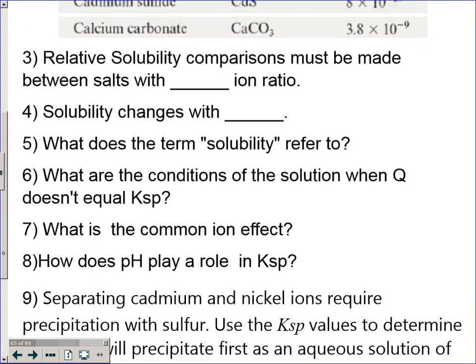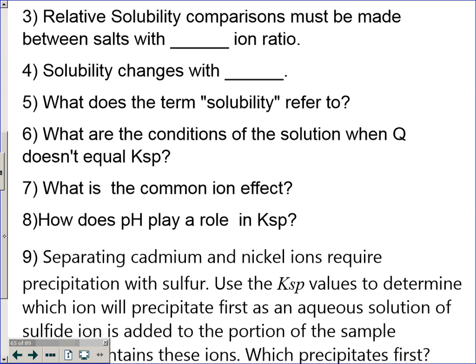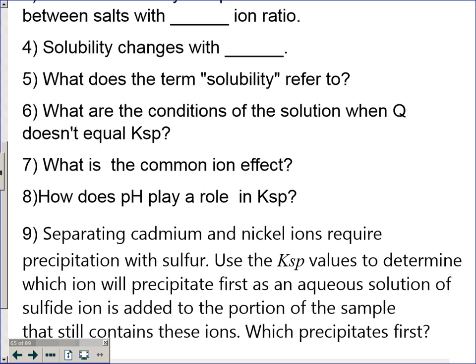Solubility can change with what? Temperature, good. When does Q not equal KSP? When it's unsaturated and when it's supersaturated. And then what role, let me go down here first, what role does pH play in KSP? Anybody? JT? I don't know if this is right, but I feel like... so not quite.